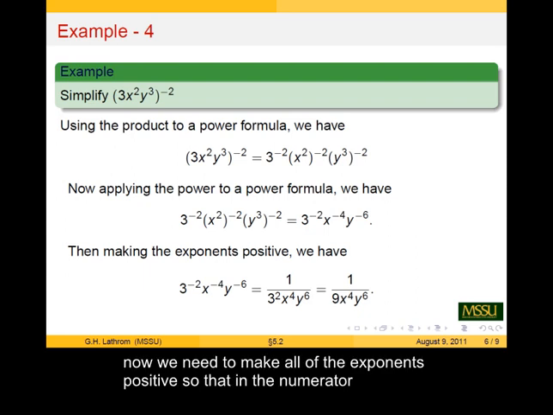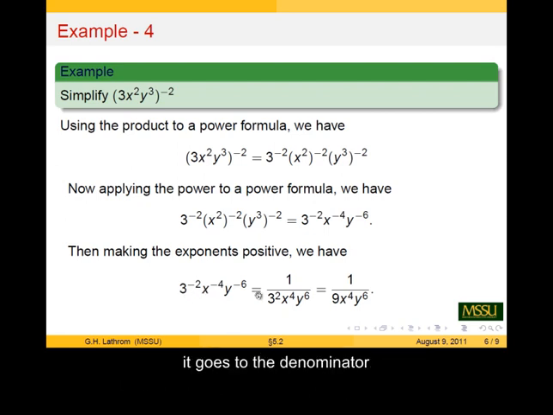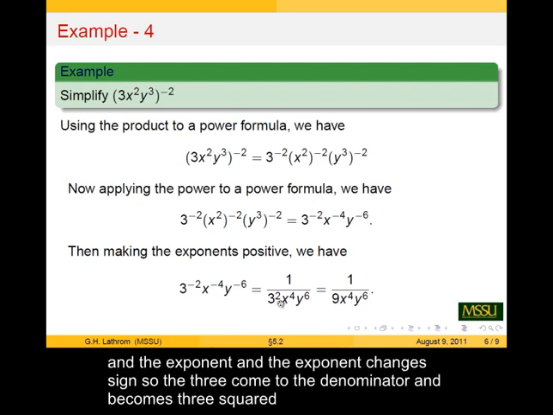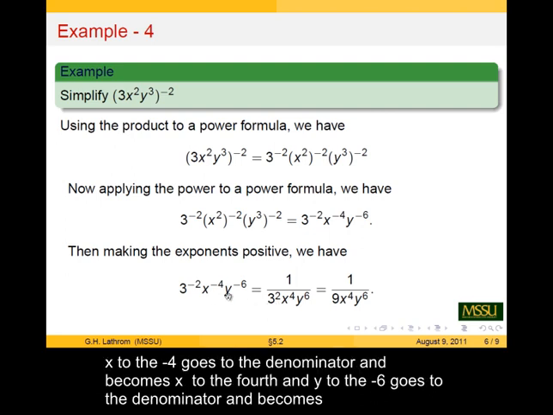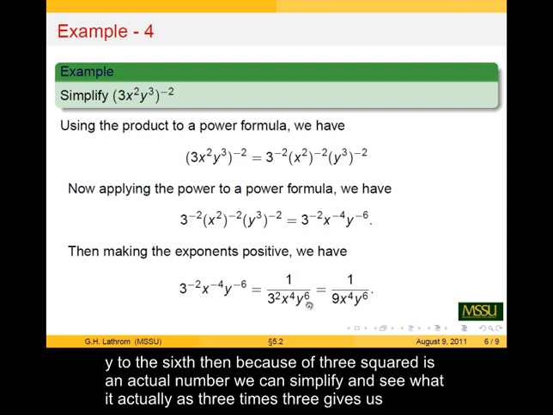Now we need to make all of the exponents positive. So if it's in the numerator, it goes to the denominator, and the exponent changes sign. So the 3 goes to the denominator and becomes 3 squared. X to the negative 4 goes to the denominator and becomes x to the 4th. And y to the negative 6 goes to the denominator and becomes y to the 6th.